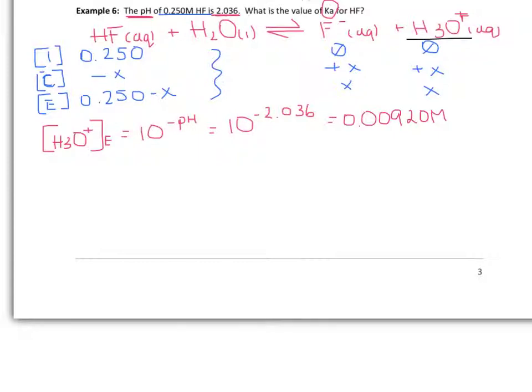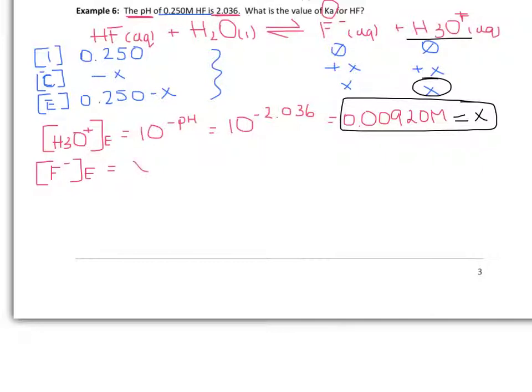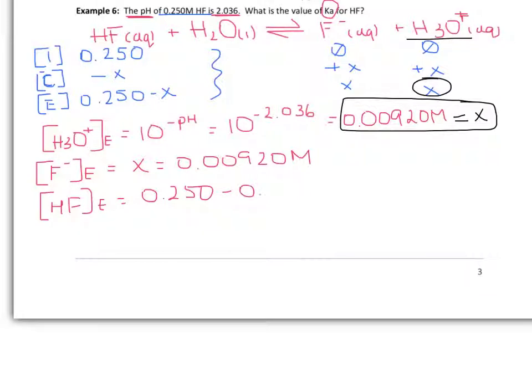According to you and your ice table, the equilibrium concentration of the hydronium ion was X. So we have now discovered the value of X. Once you have discovered the value of X, you can then discover the equilibrium concentrations of the other species present. The fluoride ion is also X, so this will also be 0.00920 molar. And hydrofluoric acid at equilibrium is 0.250 minus X, which is 0.241 molar.